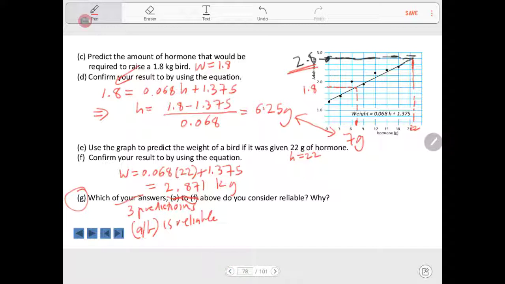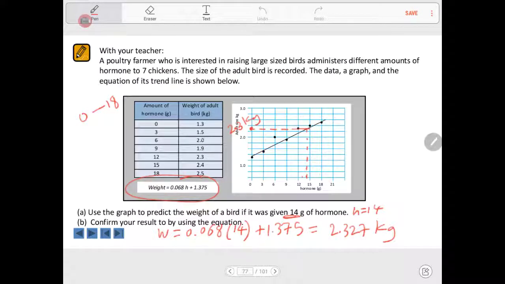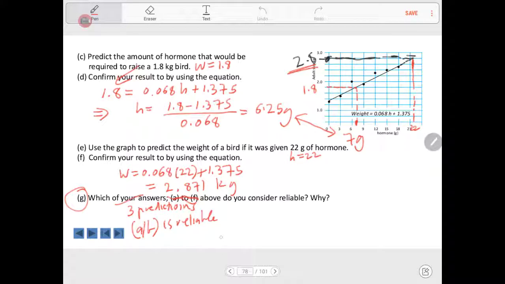Now the second one, let's see, we were looking at a weight of 1.8 kilograms for a bird. Now, if we look at the data that was collected, for weight, we go from 1.3 as the lowest up to 2.5. So this weight of 1.8 kilograms is within the bounds of that data. So this is also an interpolation. So the prediction C/D, that second prediction, is also reliable because that's an interpolation.